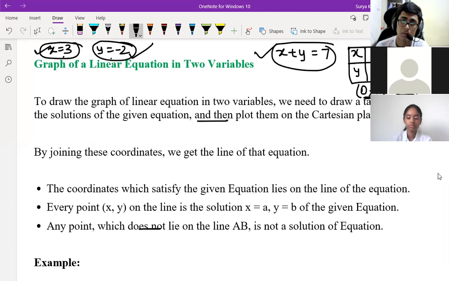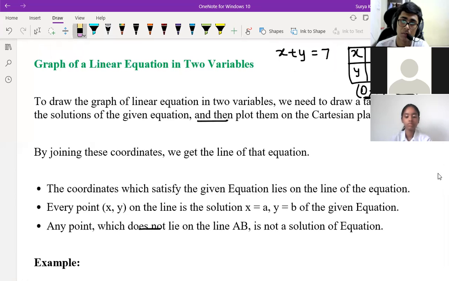Yes, understood, sir. Don't merge that concept into this equation. In this equation you have to take x, then you get the value of y. Understood? Yes, sir. That was a different concept. This is a different concept. Understood? Yes, sir. So that's it, children.